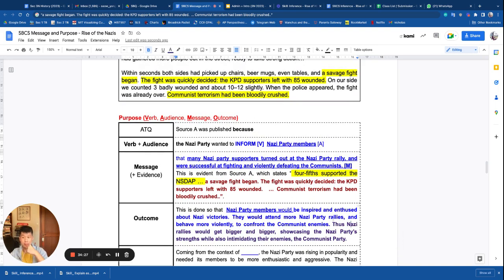So this report has a purpose. It's being circulated to the Nazi party members to really rile them up, energize them, get them excited to be more thuggish and violent and attend more rallies.